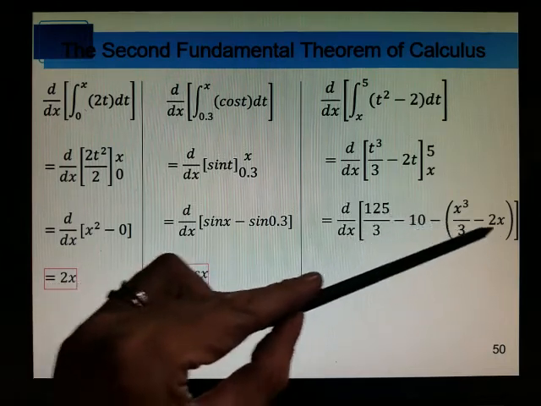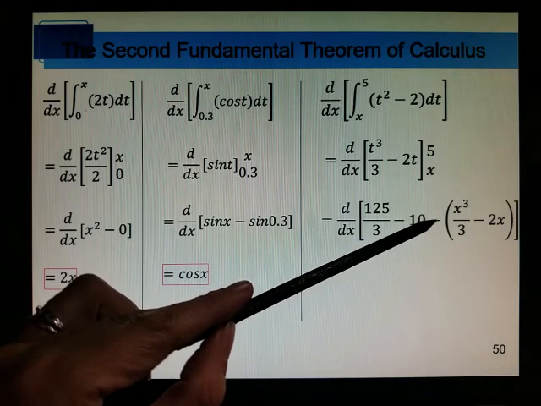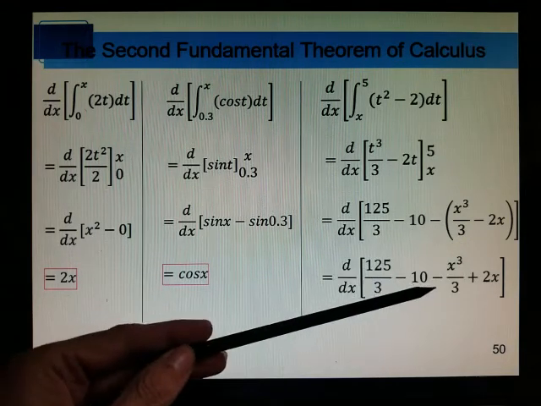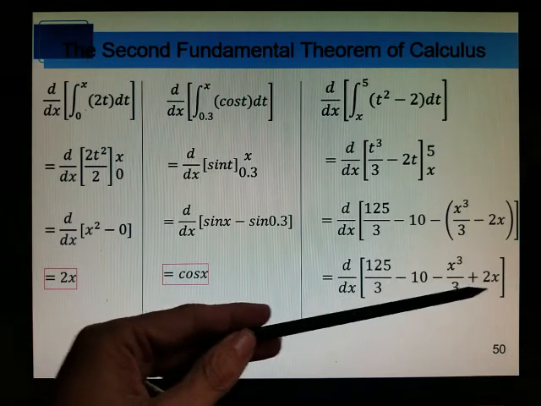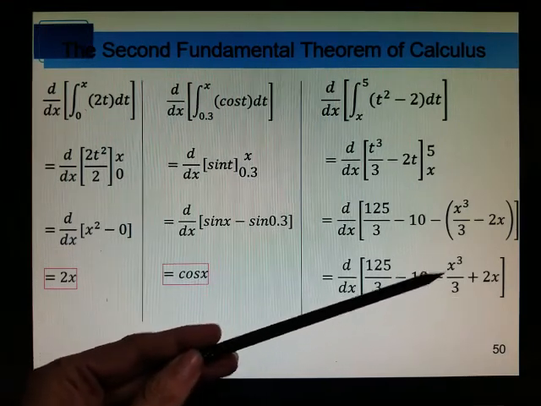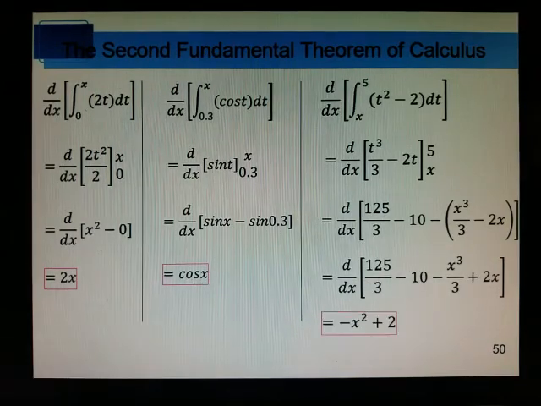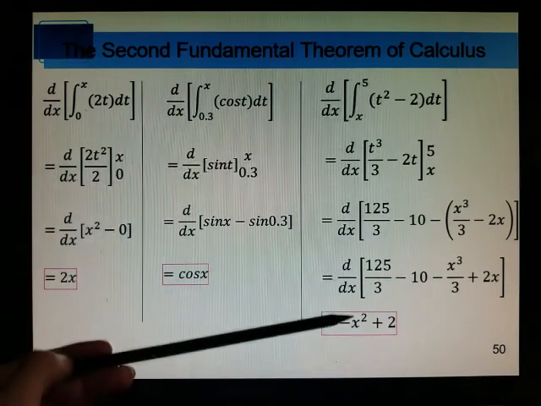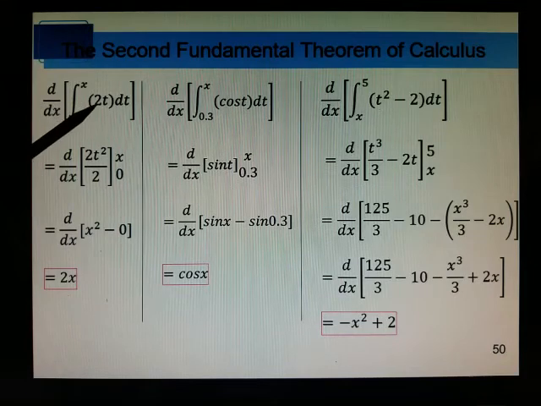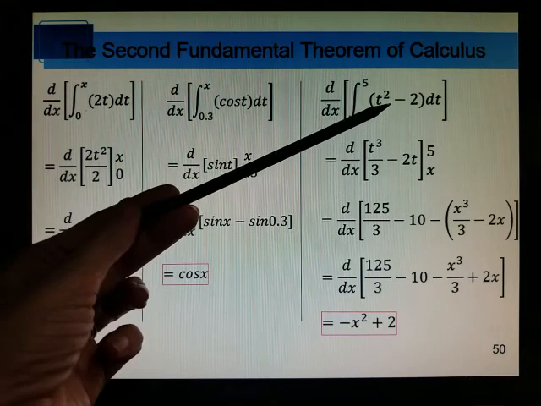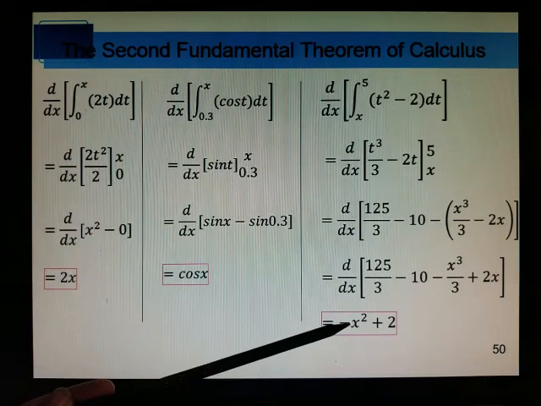I need the derivative of each of these now. Remember, that was a minus, so you would distribute that with each one. So that's why that's a negative x to the third over 3 and then a positive 2x. So that derivative is going to be negative 3x squared. The 3's cancel. That derivative is 2. Notice the answer this time compared to that. So if you had noticed a pattern, 2t was 2x. Cosine t, cosine x. Wait a minute. T squared minus 2, this is negative x squared plus 2.